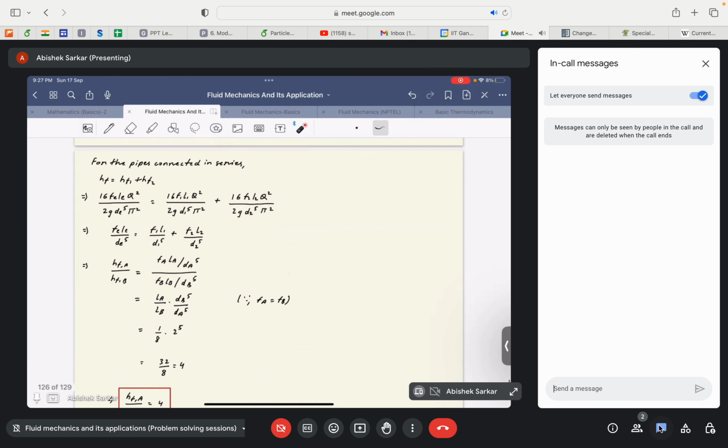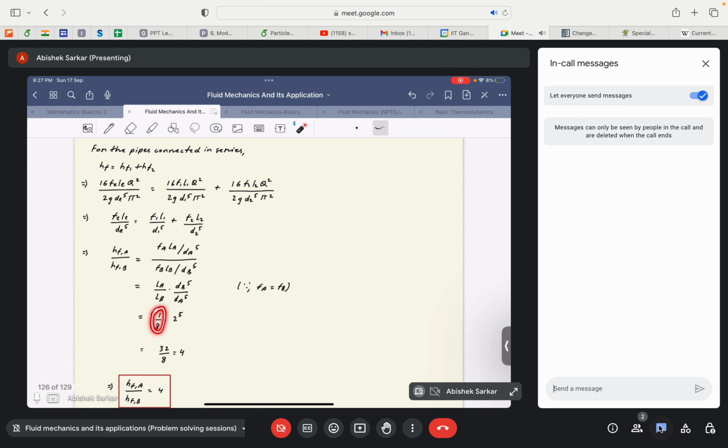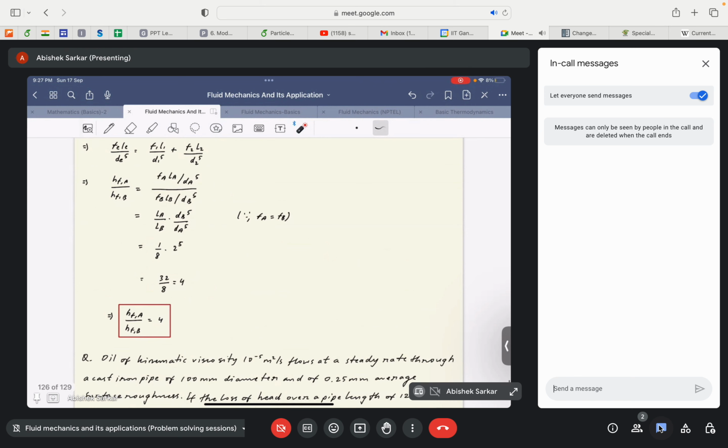We have that FA is equal to FB, so this will cancel out. So we can write that LA by LB is equal to DB to the 5 by DA to the 5. Then we know that LA by LB is equal to 1 by 8 because LB is 8 times LA, and DB is 2 times the diameter of pipe A, so it is 2 to the 5. If we solve that, we get that HFA by HFB is equal to 4.